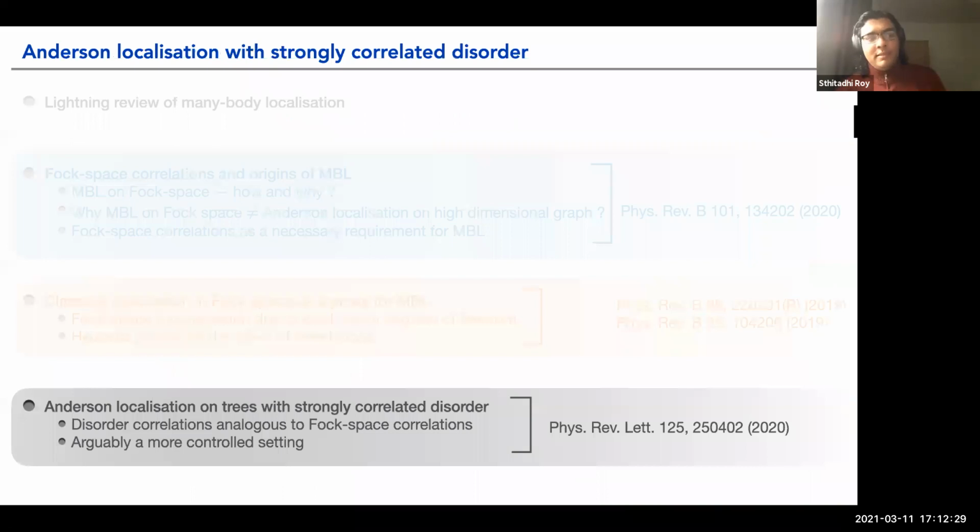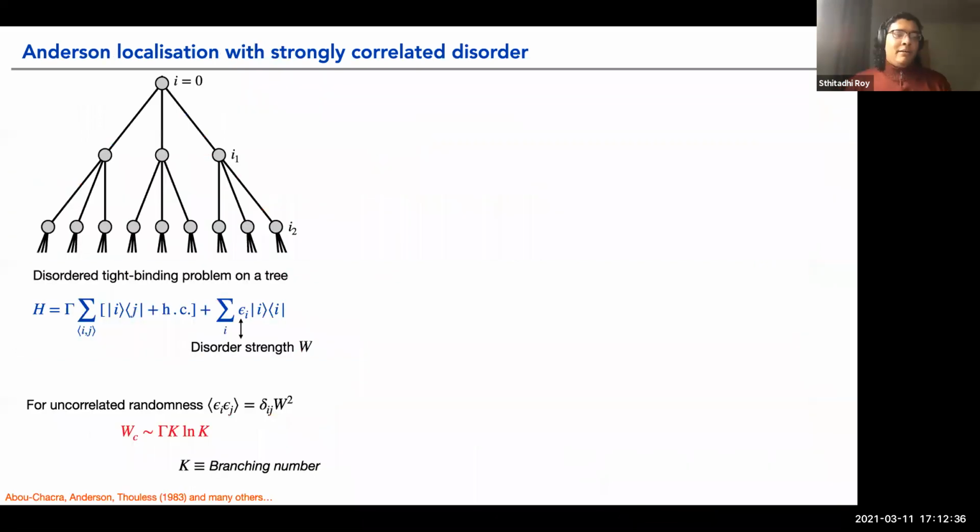But in the next two or three minutes that I have, let me quickly go over to this Anderson localization problem. Here, the idea was that we look at an Anderson localization problem, a single particle problem on a tree. A tree is simple for reasons I'll come to, where we will put in disorder correlations. Now, when the disorder is completely uncorrelated, it's known that the critical disorder goes as k times log k, where k is the branching number of the tree.